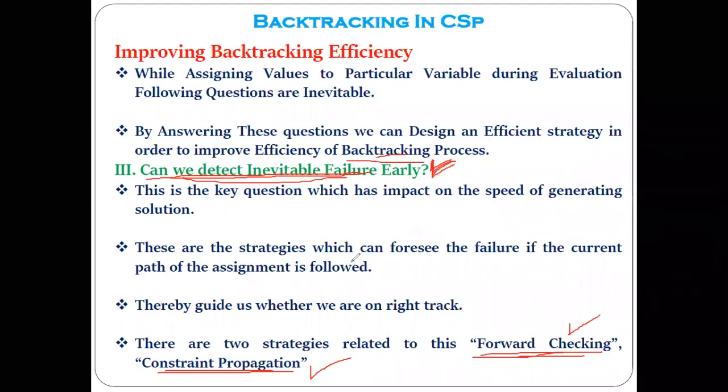So if you ask these three questions, the answers are these five techniques that I just told you. First is the most constrained variable, second is the most constraining variable, third is the least constraining value, fourth is forward checking, and last is constraint propagation. If these techniques are followed while solving a problem using the constraint satisfaction approach, with backtracking, it becomes possible to reduce the number of backtracks, and that is improving the efficiency of the backtracking technique. Got the point?